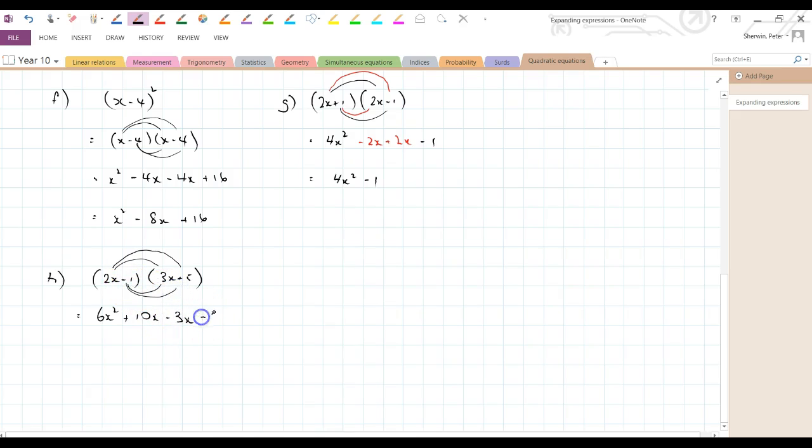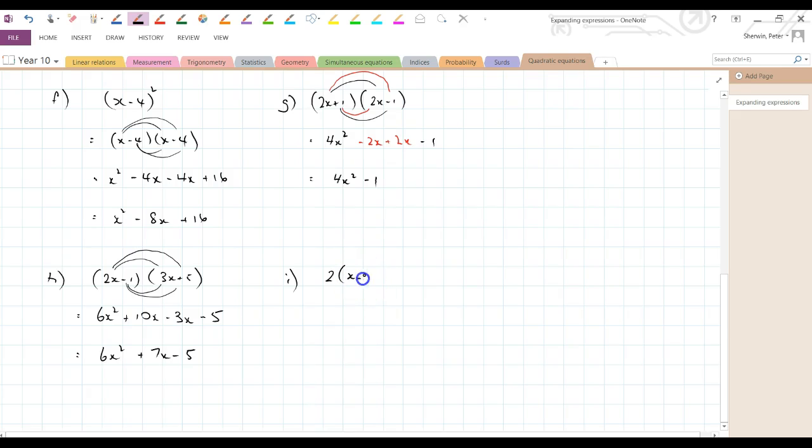Minus 1 times 5, minus 5. Typically here we've just got two terms in the middle that we can put together. 10x minus 3x is 7x, minus 5 is our result. Okay, 2 more to do. Just trying to bring in different types of questions.